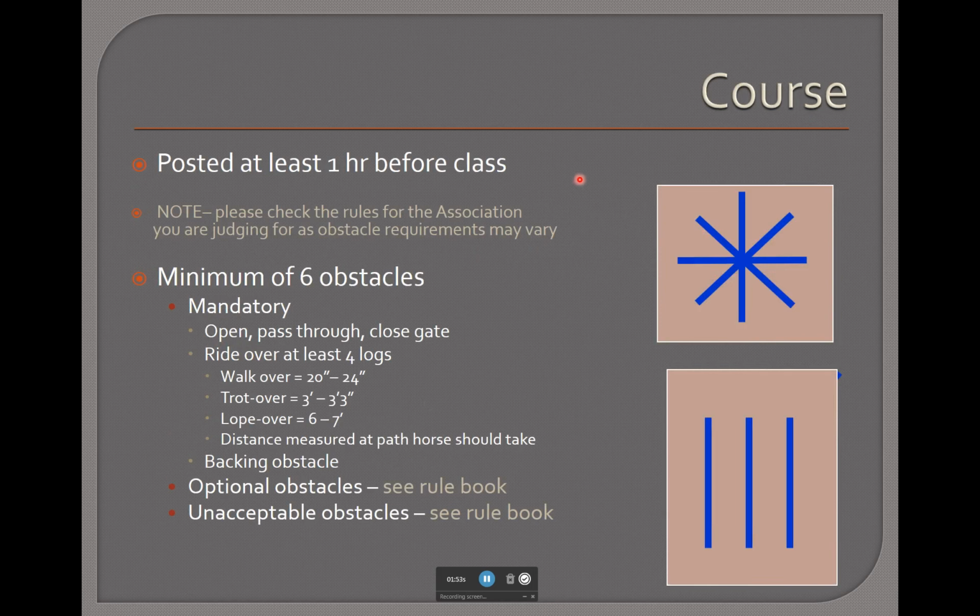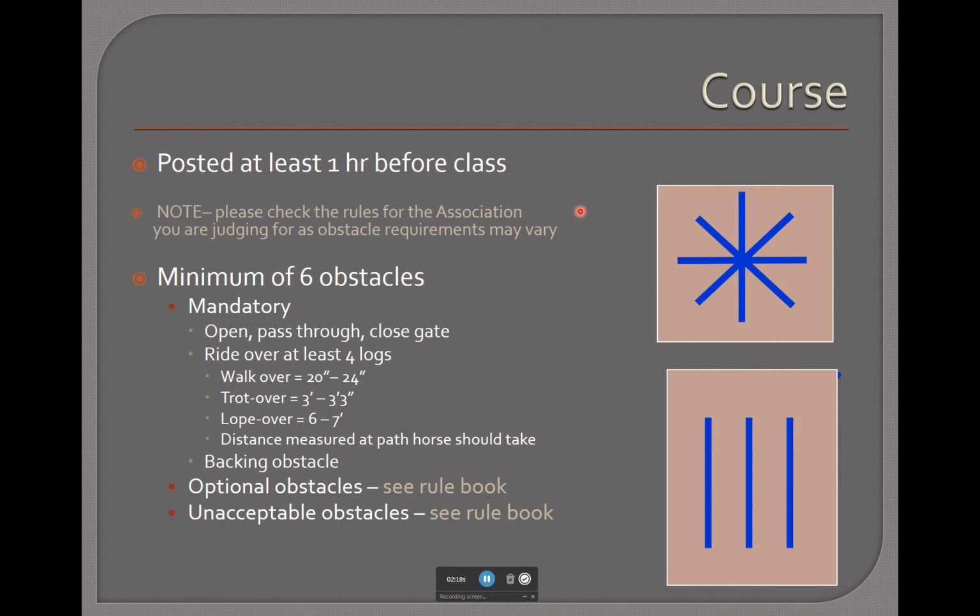Alright, most associations do have rules as far as the course and posting the pattern. Most are going to tell you that it needs to be posted at least an hour before the class. Now remember, in today's day and age, many shows will print some type of pattern book, so many times it is included in that, but that's not a requirement. Also, I'm going to go through the rules that apply to the American Quarter Horse Association, and various breed associations follow the same rules.